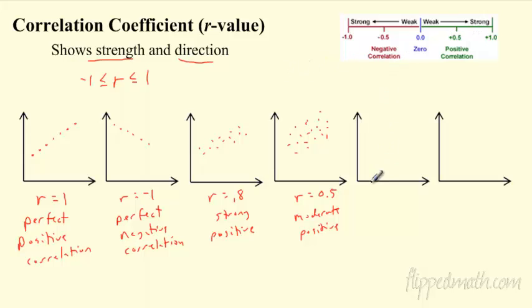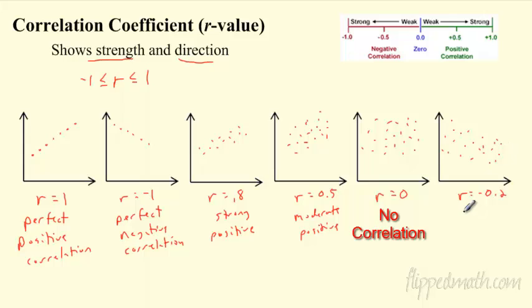I can actually get down to no correlation, which would be an R value of 0. That just means I've got random dots. There's no relationship between the two data sets at all. And I can't tell if it's going positive or negative. So that would be R equals 0. Let's just throw another one in here. Maybe R equals -0.2. So if I have something like this, I've got spread out dots, but they are kind of going in the negative direction here. So this would be a very weak negative correlation.